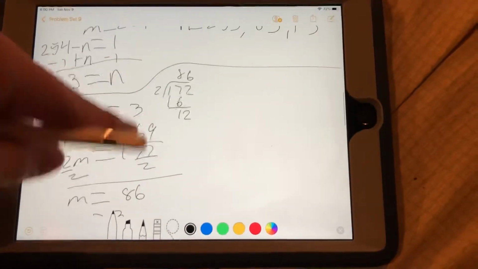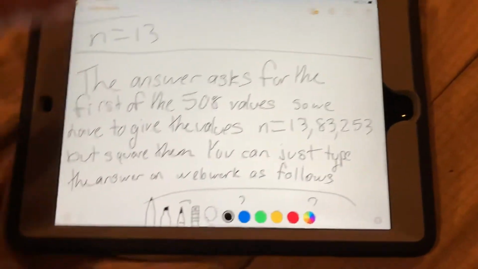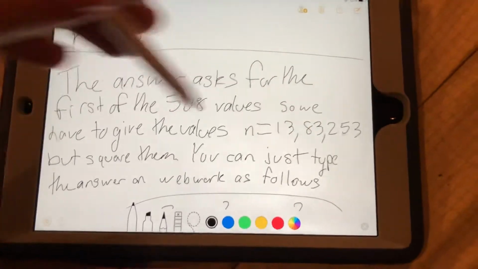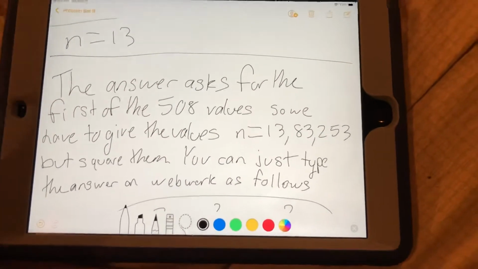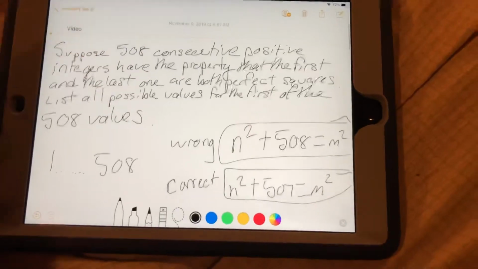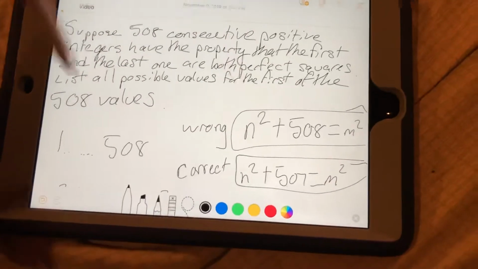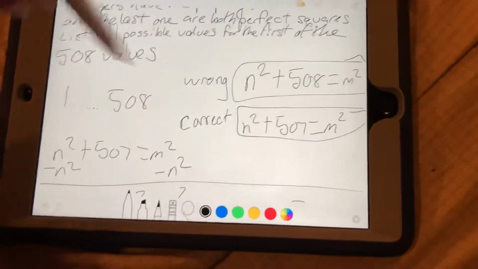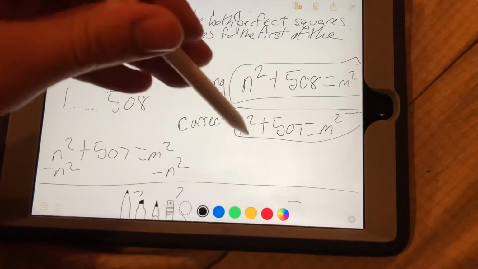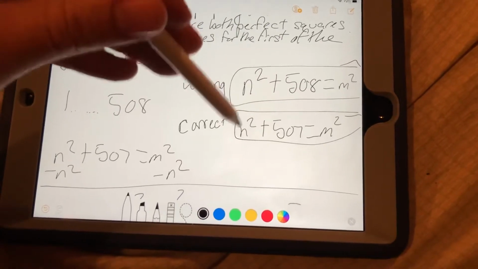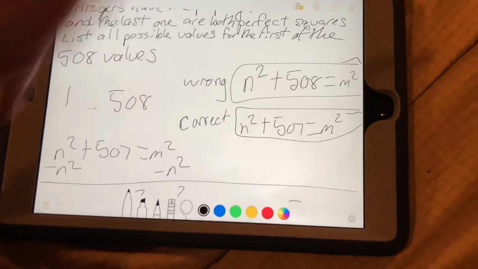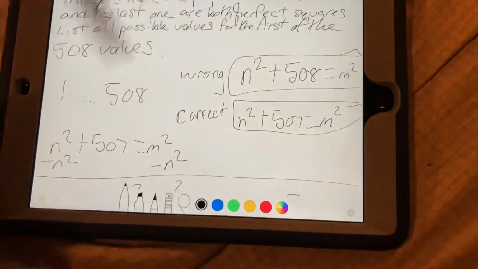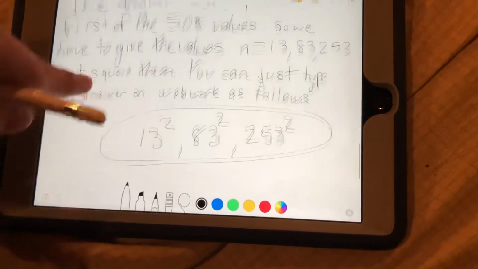But the n values are not the answer, because the question asks for the first of the 508 values, so we have to give the values, all these values, right? But we have to square them, because the problem asks for all possible values for the first of the 508 values. So it's asking for the first one. So the first one would be n squared, not just n. Because if you added n plus 507, you're not going to get that. So basically we just square all these values.